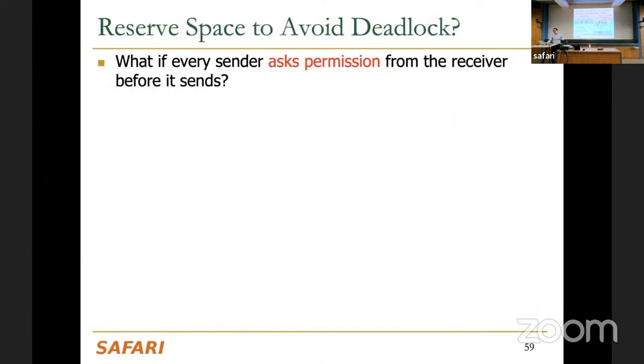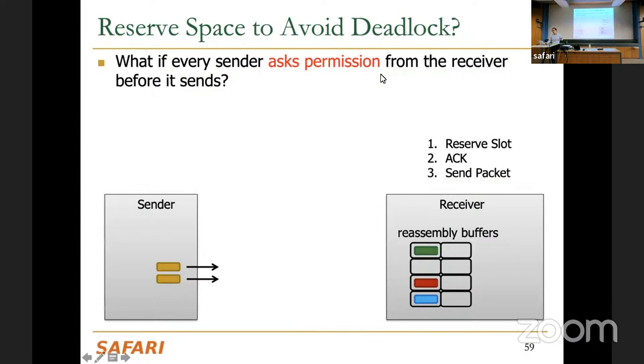So how do you break the deadlock? One way of breaking the deadlock is to ask for permission, right? This usually tends to be very conservative. Every sender asks for permission before it sends something to a receiver. This way, you reserve the slot in the reassembly buffer, you get an acknowledgement saying that the buffer is available, and then you send the packet. So now you can send your yellow flits. One of them goes, now you can send the other one. I'm assuming that the other one already got the acknowledgement and is sending stuff.